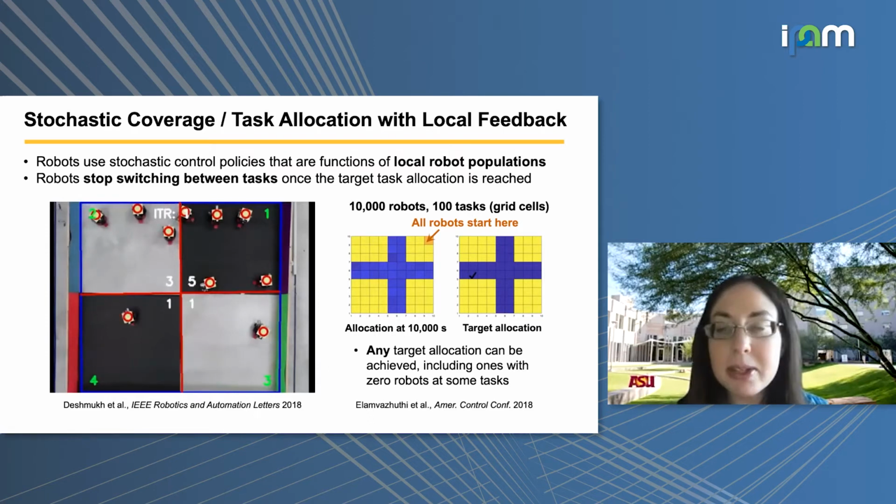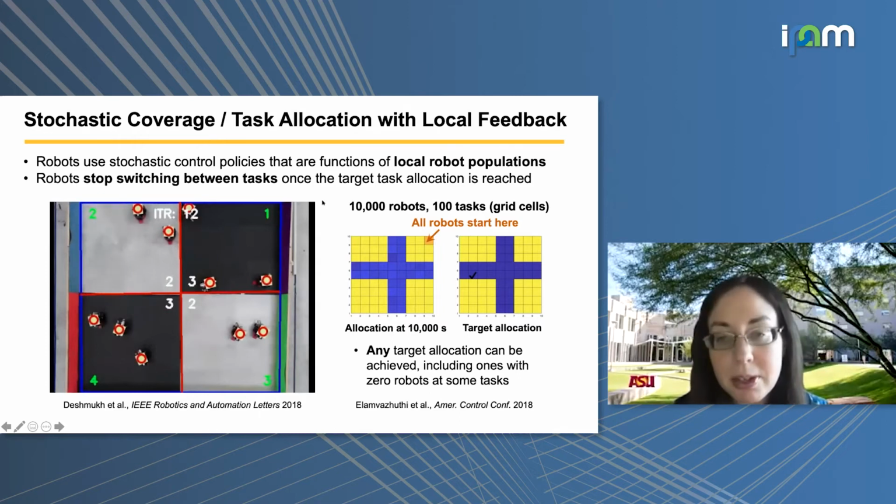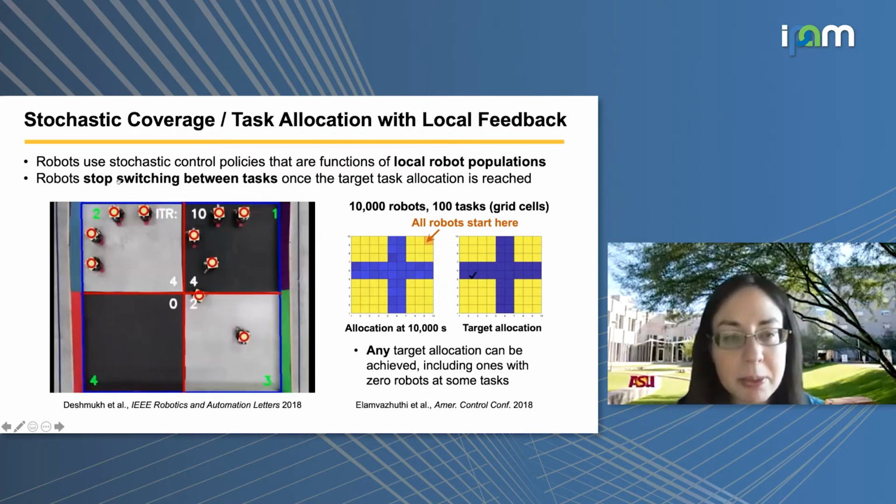Okay, so this is the first application where we have a swarm of robots. We are modeling them, and also controlling them, as switching between states according to a Markov chain. Here, the transition rates are functions of local robot populations. So the robots need to measure the number of other robots in their state, and possibly robots at adjacent states. We can guarantee that using this feedback in the control law, the robots will converge to the target distribution, and also that they'll stop switching between tasks once they reach that allocation.